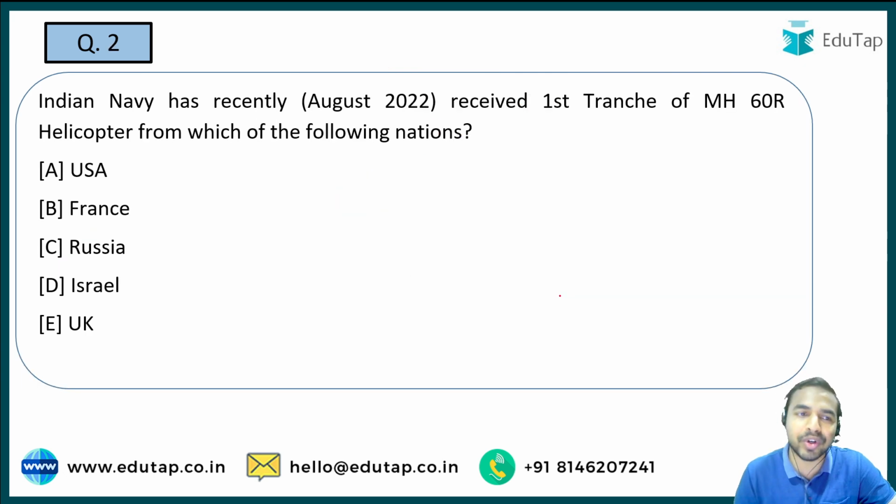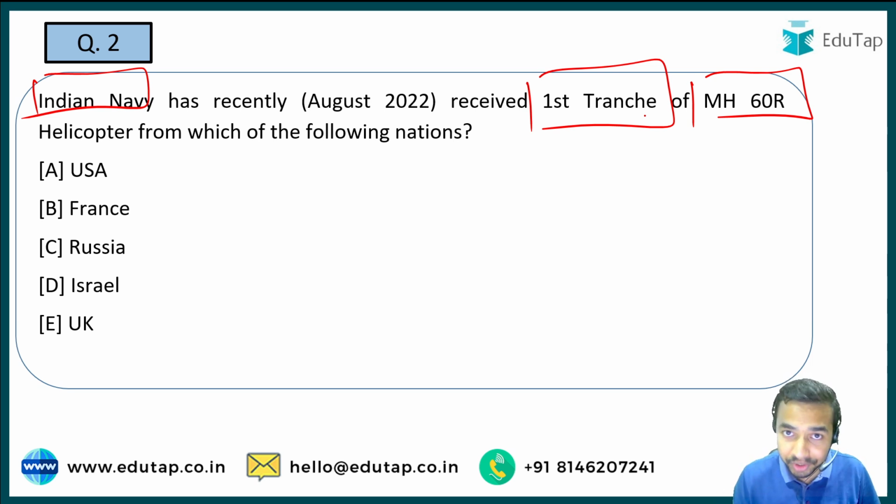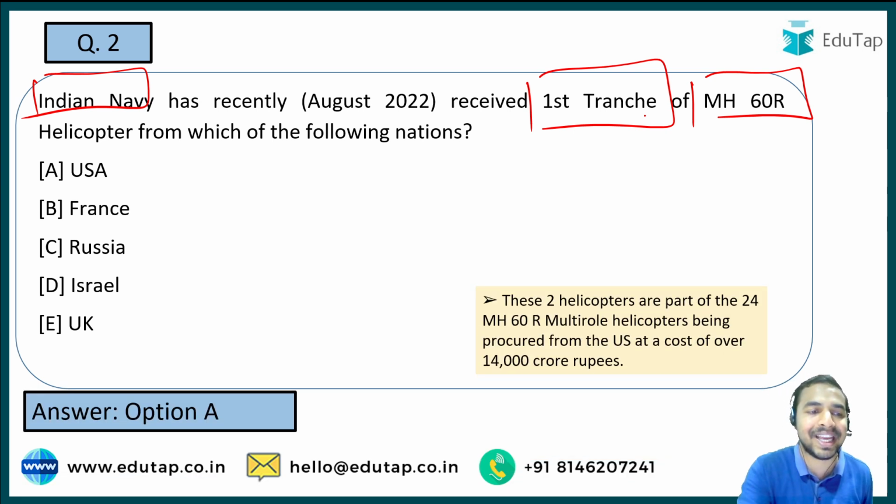Okay, let's move on to the next question. The Indian Navy has recently received the first batch of MH-60R helicopters from which of the following nations? You just need to tell me the name of the country from which the Indian Navy is going to receive these helicopters. The right answer to this question is option A, that is USA. So India is going to get these helicopters from the USA.